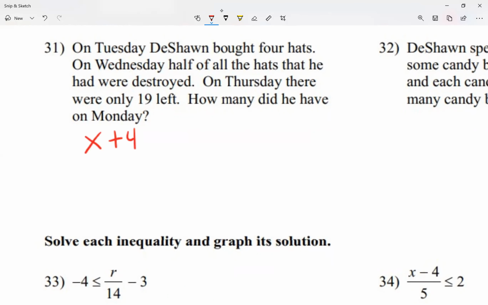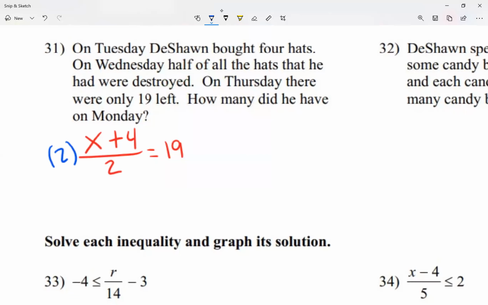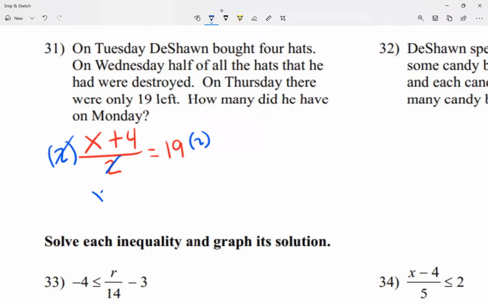On Wednesday, half of all of the hats that he had were destroyed. So all of these things, let me divide by 2. And on Thursday, there were 19. So now he has 19. I might not be able to solve for X. Okay, so I don't want fractions. So the way I'm going to solve this, let me multiply both sides by 2, because that way these things cancel out. So I have that X plus 4 is equal to 38.